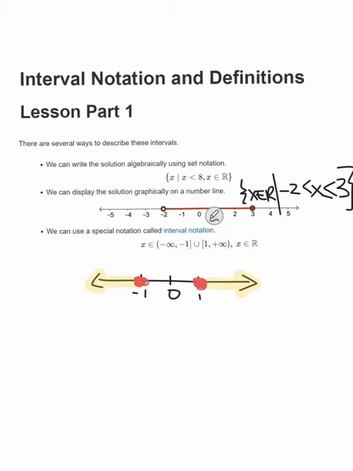And just for fun, if we wanted to write it in set notation, it would just be x ∈ R such that x is less than or equal to -1 and x is greater than or equal to 1.